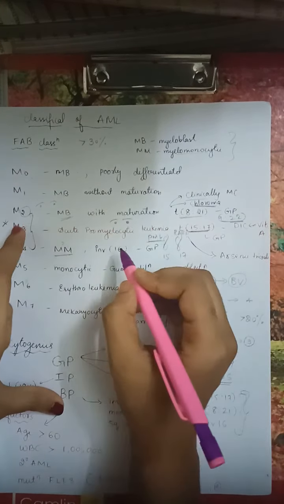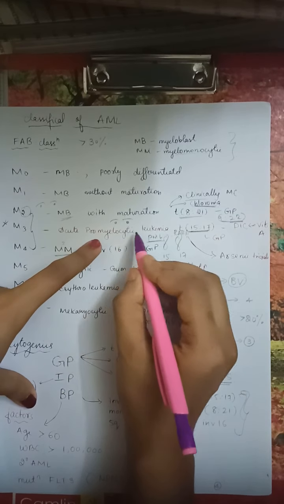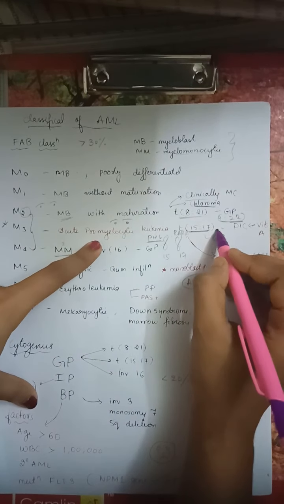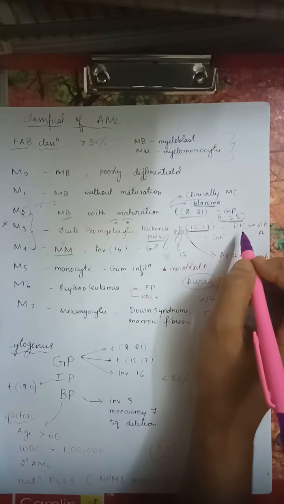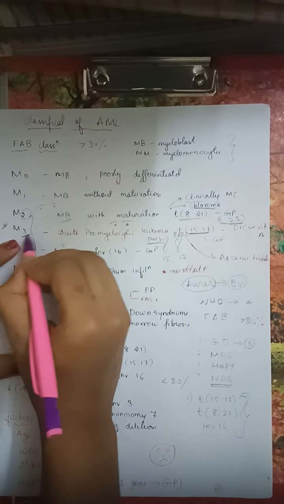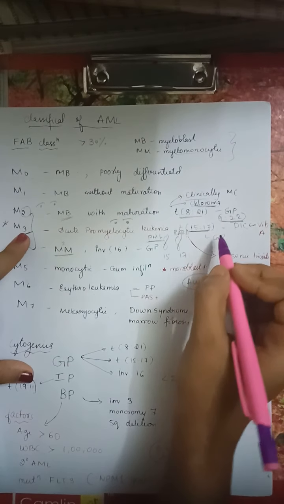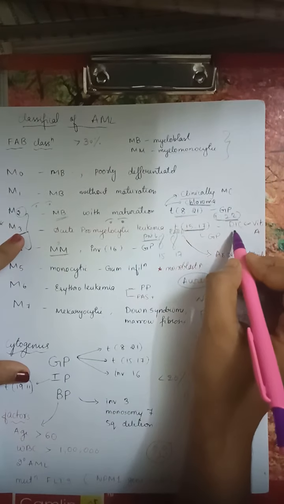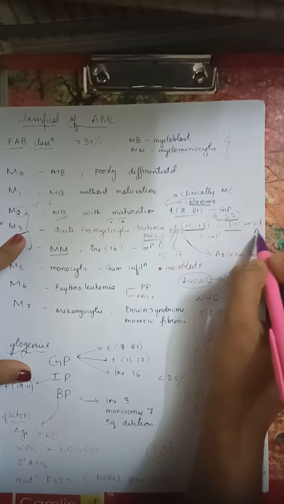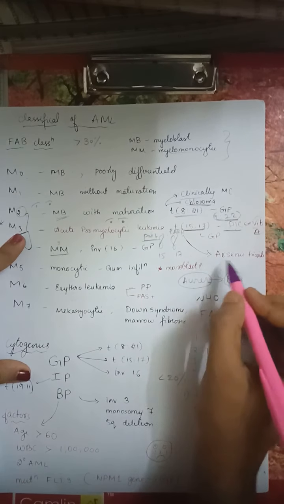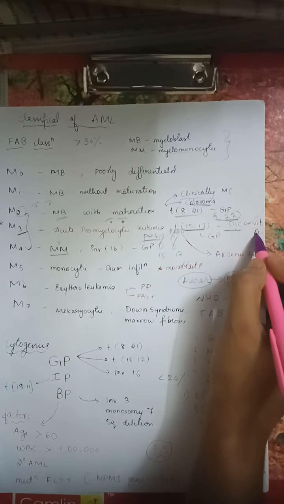So remember M3, which is acute promyelocytic leukemia, is associated with DIC. Now how to remember this? Remember M3, third letter, and this translocation you have to learn by heart. It is associated with all three letters, like DIC, and vitamin A, which is also three letters. Why vitamin A is the treatment.